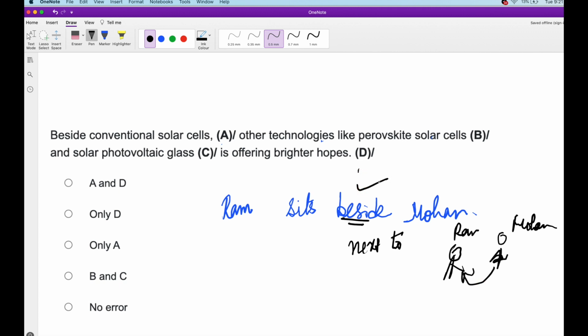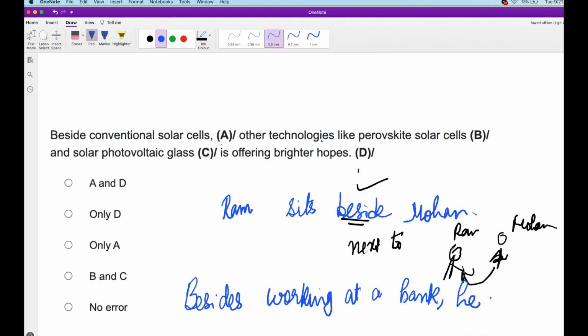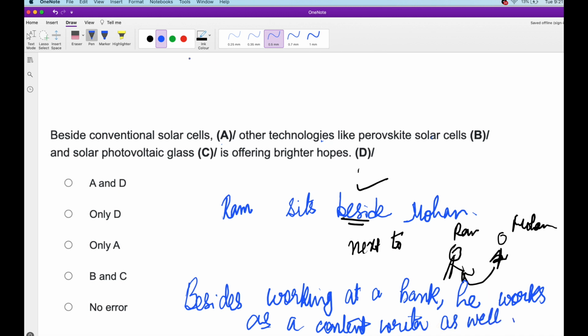This means beside. But if I say besides working at a bank, he works as a content writer as well. What is the meaning of this? Here the meaning is in addition to.